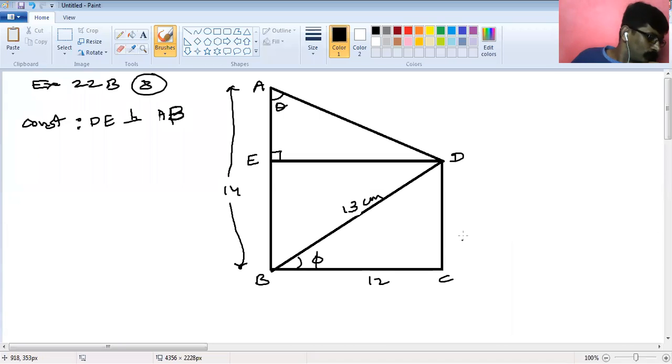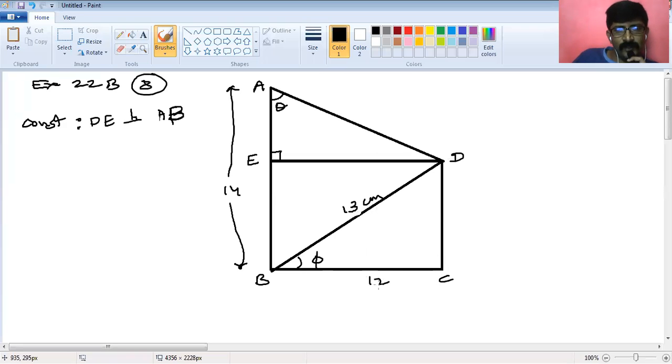Okay, guys. So look at this. This is next sum number 8 of exercise 22B. And now what is given in this figure? A, B, C, D. This is angle theta. This is angle phi. This is 12. This is 13. So this side CD is not given.